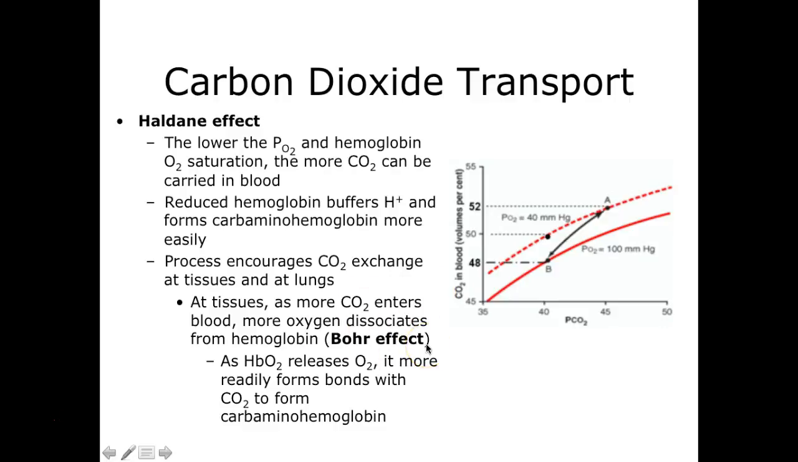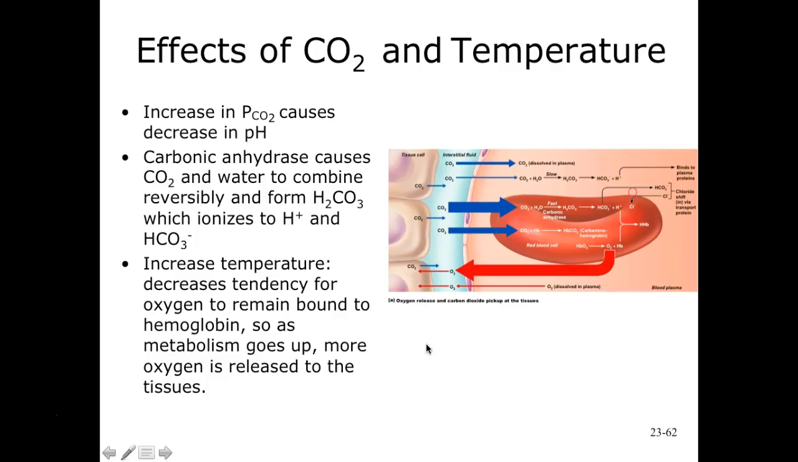So at our tissues, as more carbon dioxide is entering our blood, more oxygen is going to dissociate from hemoglobin. And as that oxyhemoglobin releases its oxygen, it's able to carry more carbon dioxide in the form of carbamino hemoglobin. So we have our effects of carbon dioxide and temperature and the amount of oxygen that can be carried.